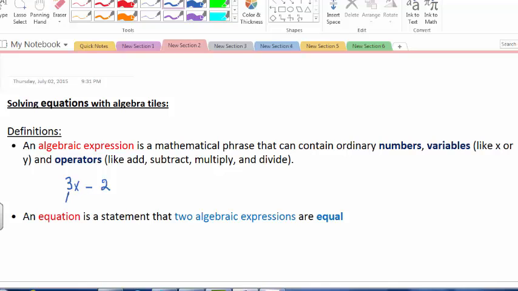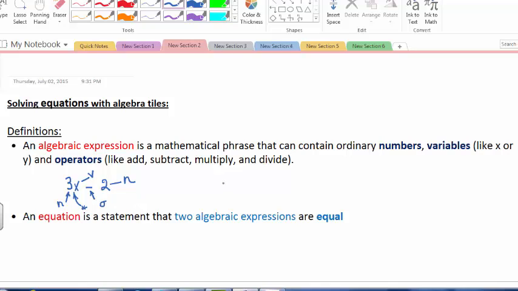3 is a number, x is a variable, 2 is a number. The minus here, the minus operation or subtraction, is an operation. And there is even a hidden operation, which is multiplication between the 3 and x. So it's a mix between numbers, variables, and operators.